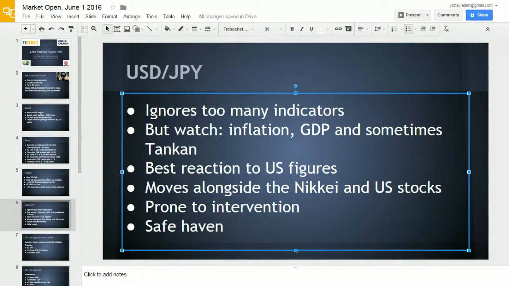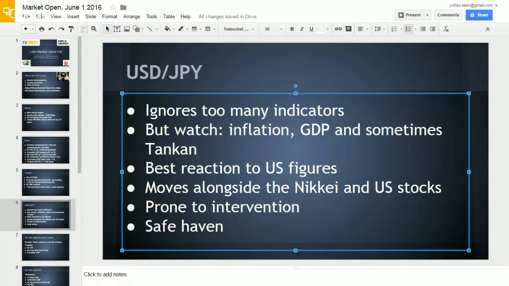However, point number 2 is that it has the best reaction to US figures. With US figures, we have sometimes the most straightforward reaction. A strong US dollar is seen against the yen in case of good figures from the United States. And in case we have a weak figure from the United States, the weaker dollar will be seen in dollar yen. Okay, so dollar yen ignores figures from Japan, contrary to many other currencies that react quite nicely, but usually provides the best reaction to figures from the United States, the most straightforward reaction, less noise, okay?